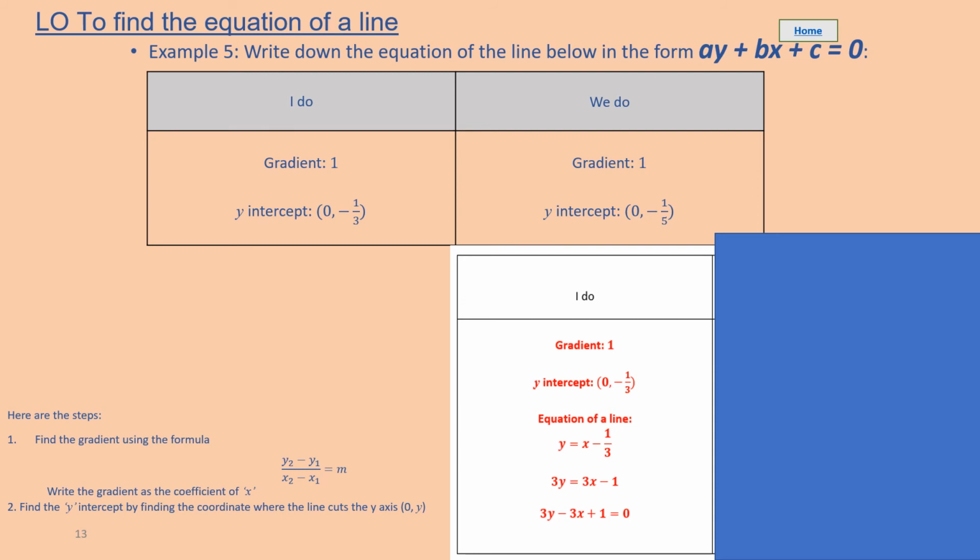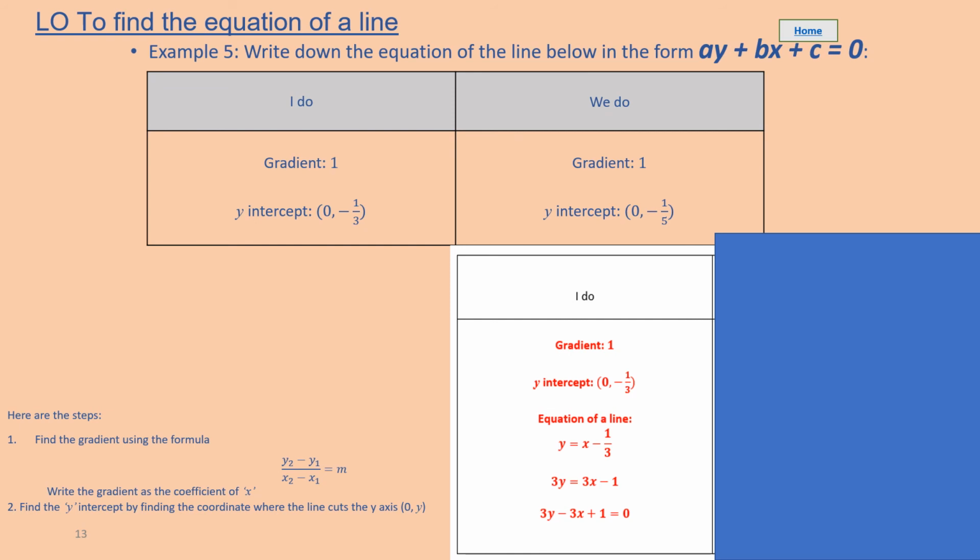But we don't want it with a fraction, we want it without a fraction and in the form ay plus bx plus c. So if we multiply both sides by 3, we get 3y equals 3x minus 1. If we then subtract 3x from both sides, we get 3y minus 3x equals minus 1. So if we then add 1 to both sides, the final answer would be 3y minus 3x plus 1 equals 0. Pause and have a look at that again.